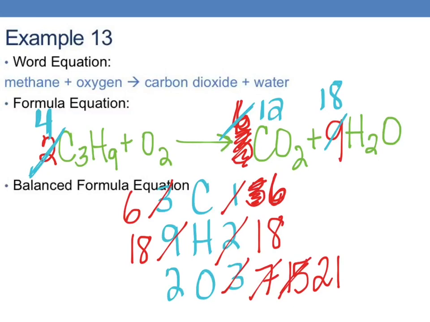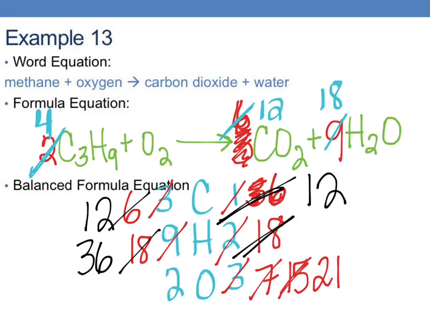All right, so how many carbons do we have on the reactant? 12. How many hydrogens? 36. How many oxygens? 2. All right. How many carbons on the other side? 12. How many hydrogens? 36. How many oxygens? 24 plus 18. 42. So how many O2s do I need? 21.